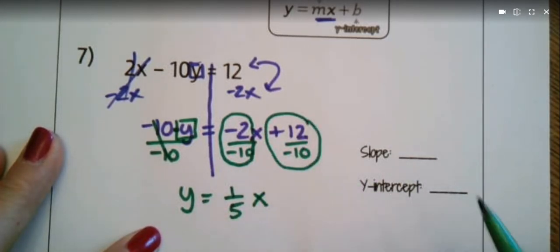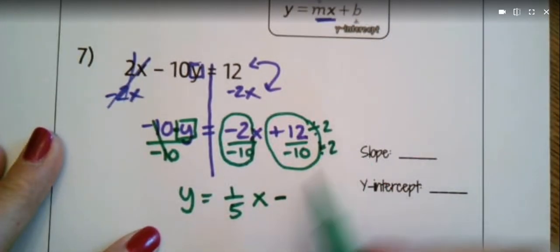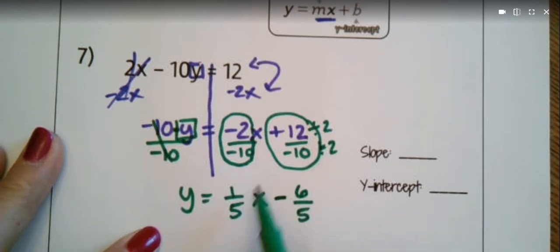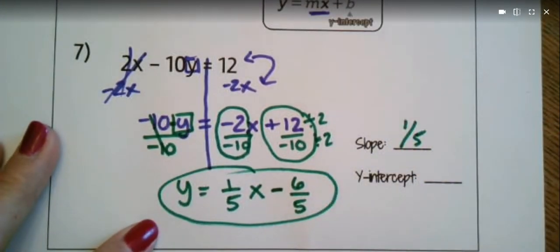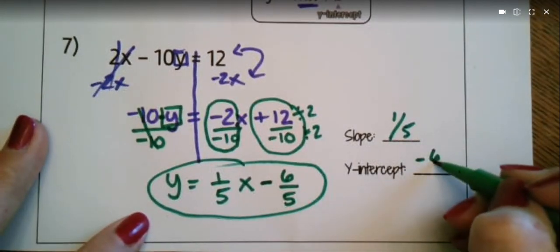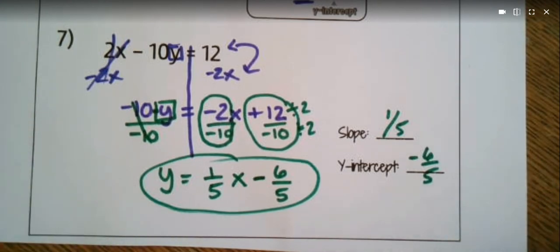Now this is our y-intercept. Positive divided by a negative is a negative. 12/10. You can simplify that by dividing by 2, giving us 6/5. And there's the equation in slope-intercept form. The slope is a fraction, which we're used to. The intercept is also a fraction, which we're not so used to. It's negative 6/5 or negative 1 1/5.